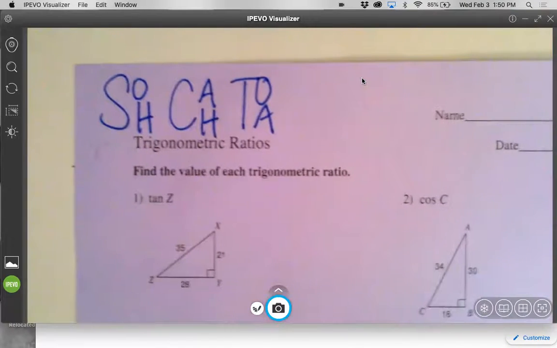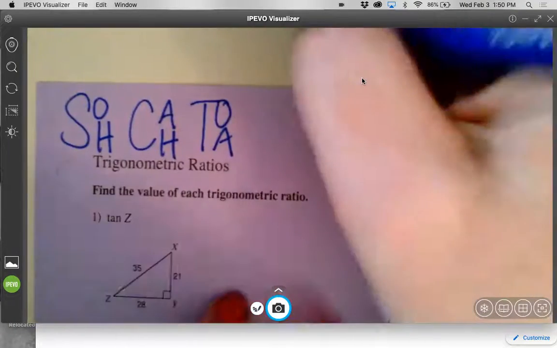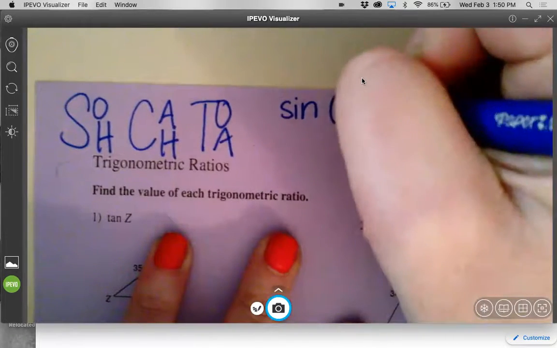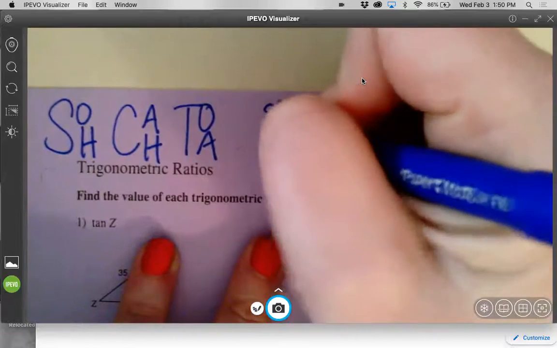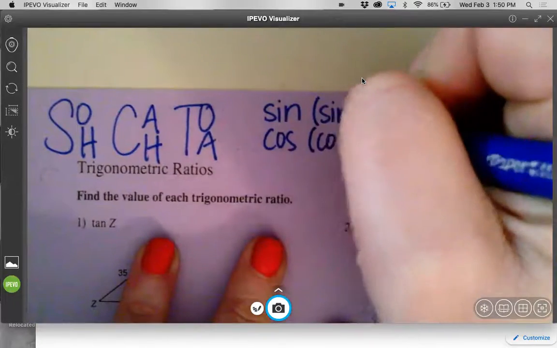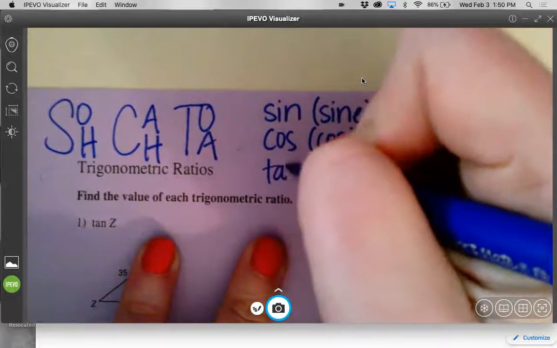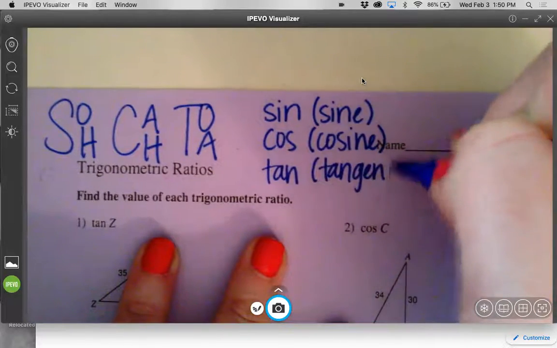So what this is, it gives you the three basic trig functions, which are sine, and that's actually spelled out S-I-N-E, cosine, which is C-O-S-I-N-E, and tangent, which is T-A-N-G-E-N-T.